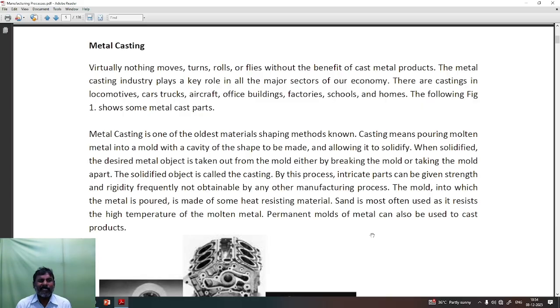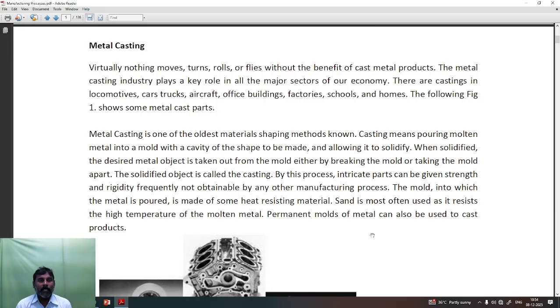Today we have to discuss the manufacturing process. The manufacturing process is very important in the manufacturing field. So the first one is the casting process, the metal casting process. The metal casting process is one of the important processes in the manufacturing field.